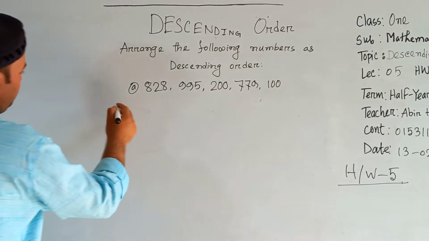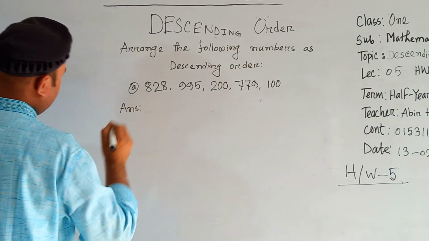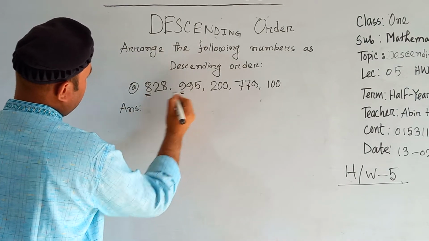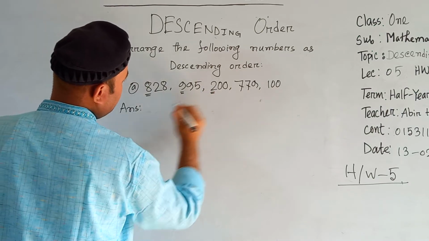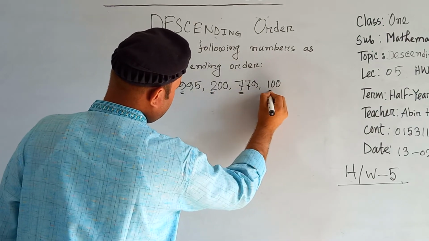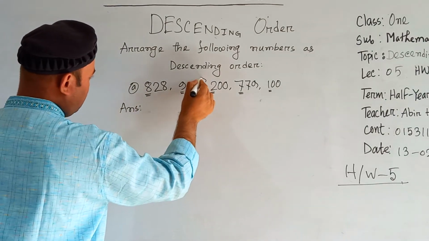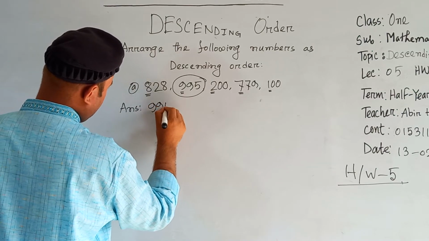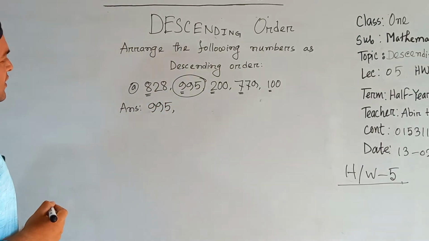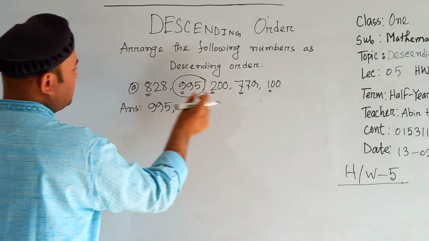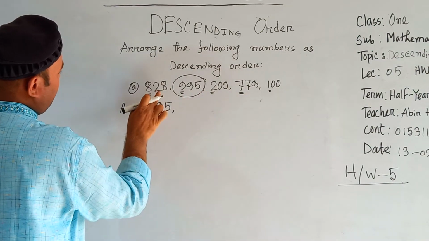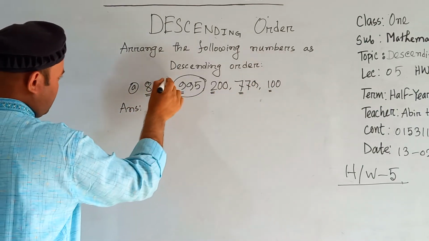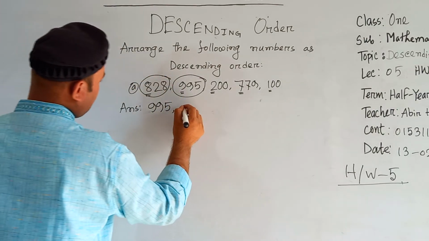Now look here. First of all you have to find out which one is the largest number. Look, here is 800, here is 900, here is 200, here is 700, and here is 100. Among them 900 is the largest. So first of all we have to write 995 as the largest number. Then which one is the largest among the rest of the numbers? Here is 800, here is 200, here is 700, and here is 100.